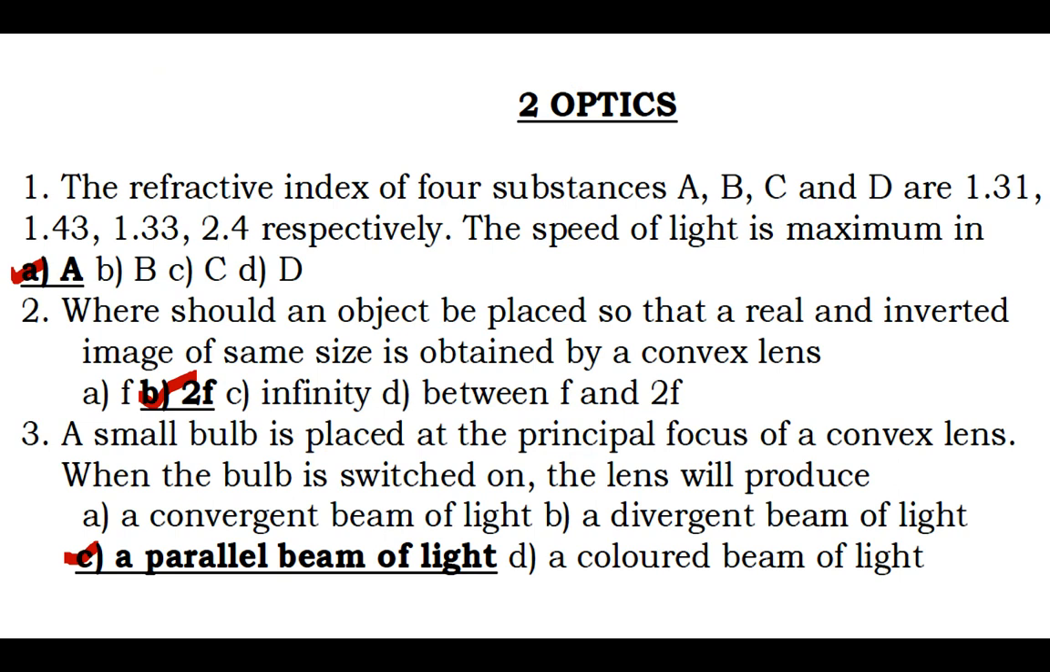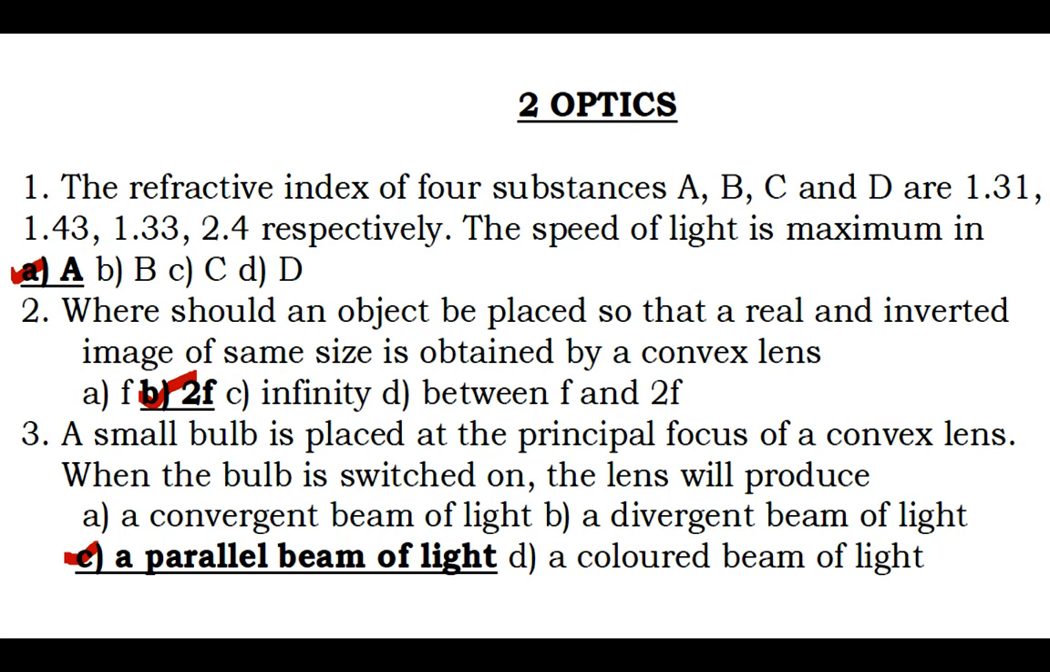Second lesson, optics. Question number 1. The refractive indices of four substances A, B, C and D are 1.31, 1.43, 1.33, 2.4 respectively. The speed of light is maximum in option A, that is in 1.31.